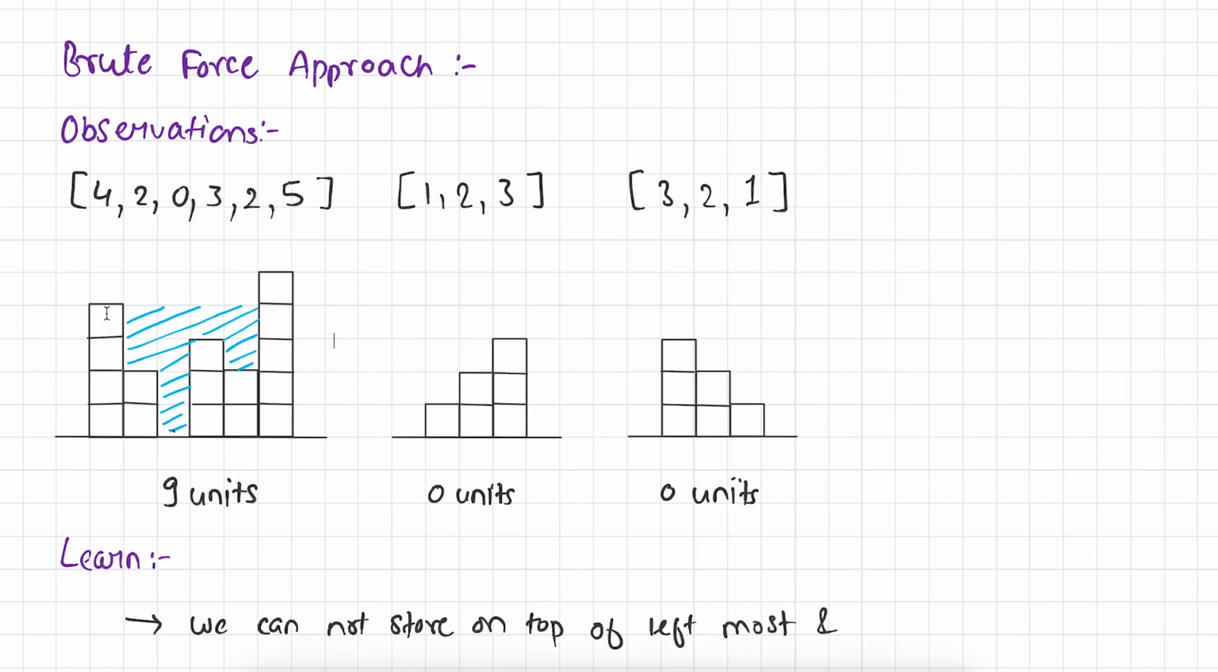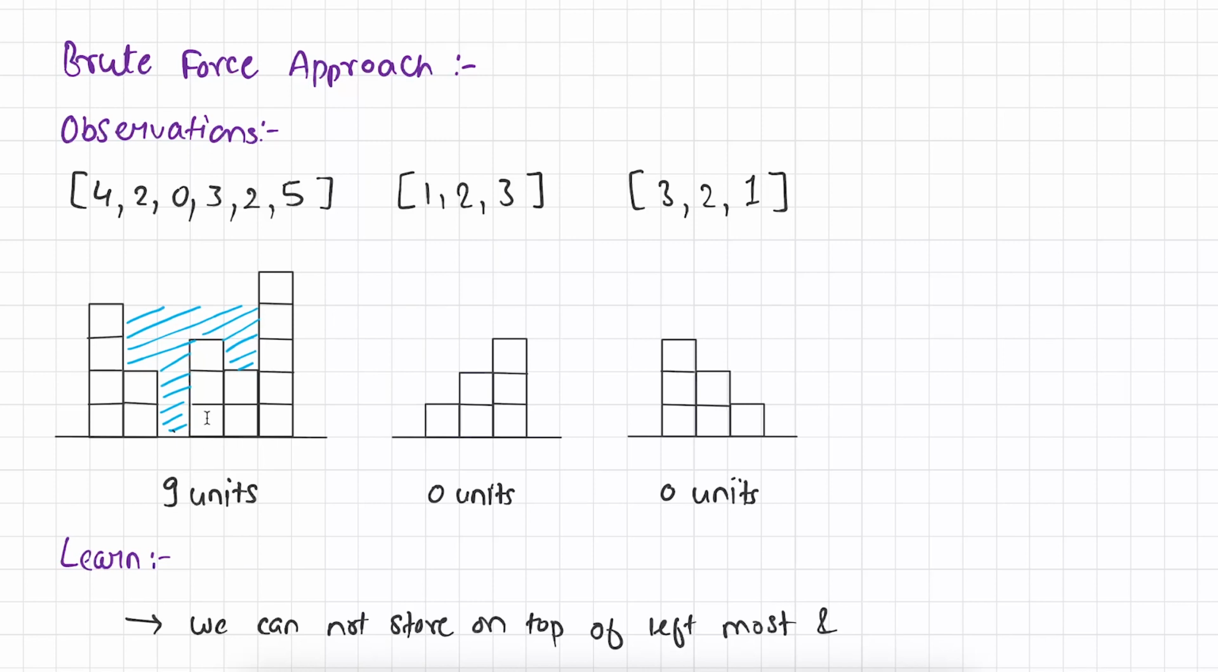Obviously, on the first bar we cannot collect any water, and on the last bar we cannot collect any water. We can collect water only between these two bars. Okay? So on position 1 we can collect 2 units of water. On position 2 we can collect 4 units of water.